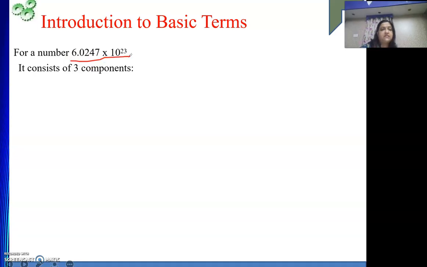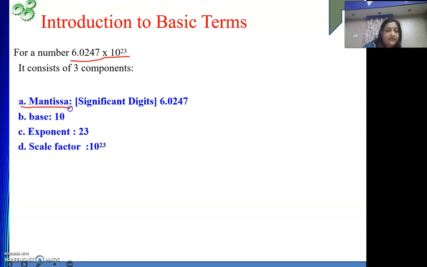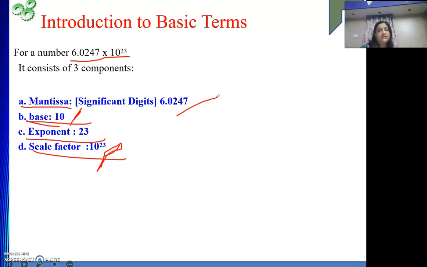The number consists of components: mantissa, base, exponent, and scale factor. Base is implicit. We need not store it. The scale factor also we are not going to store. In our case, in this example, the mantissa is this one, right? So these terms we need to remember.